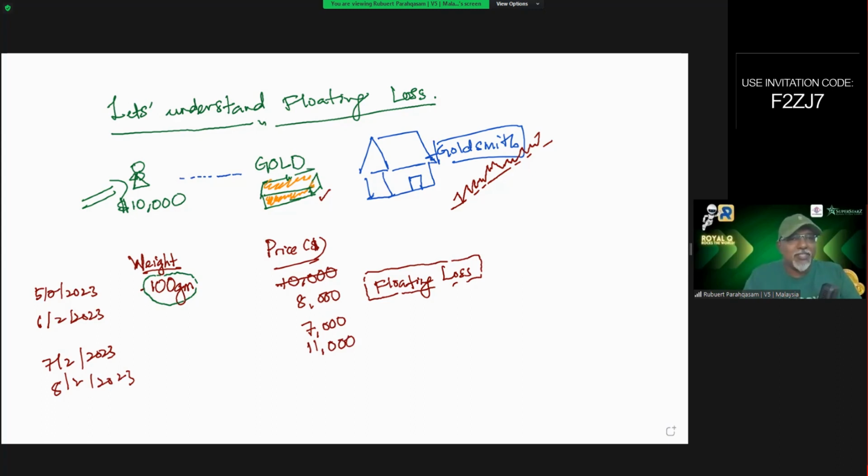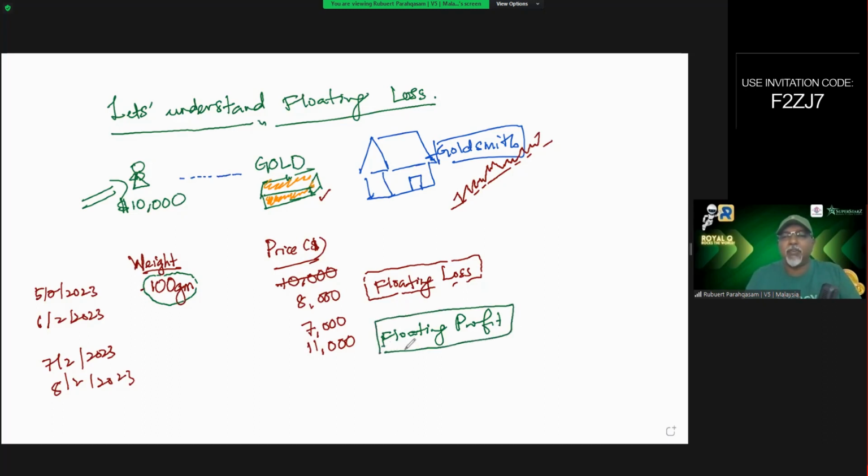Alvin, you're getting it right. Lady Catherine says it's profit. Some of you say it's floating profit. And actually, the word for this is floating profit. It's not a real profit. Just like how you had floating loss, this is a floating profit.